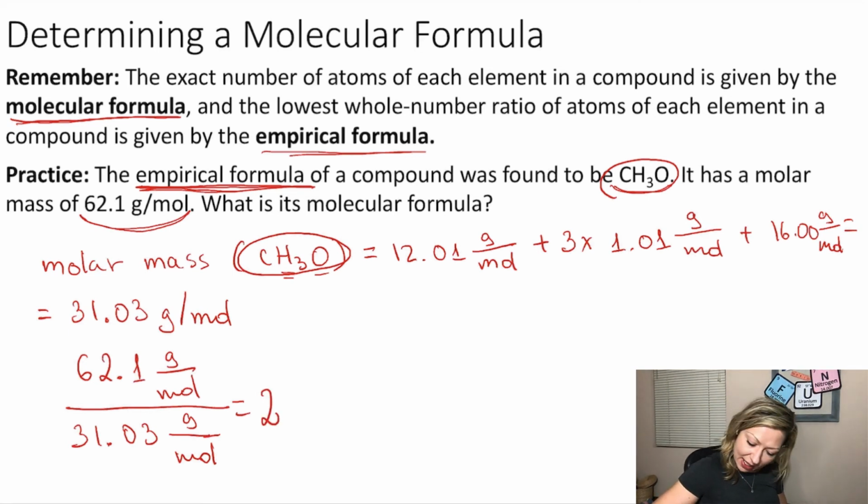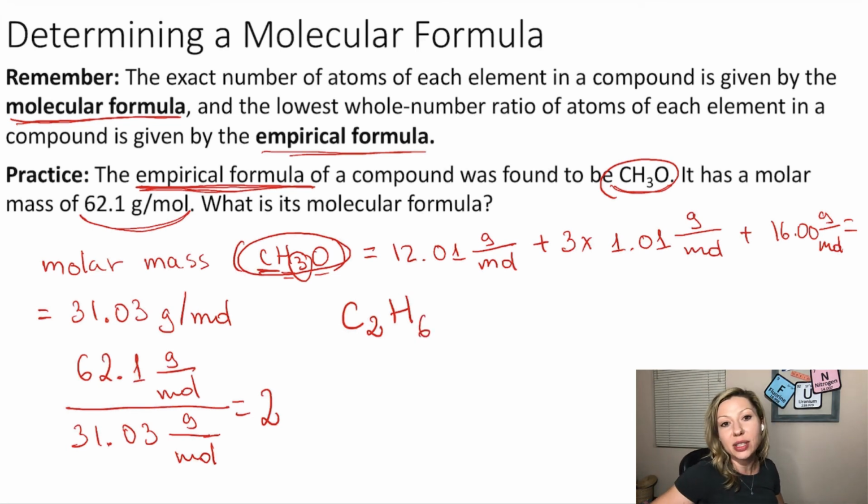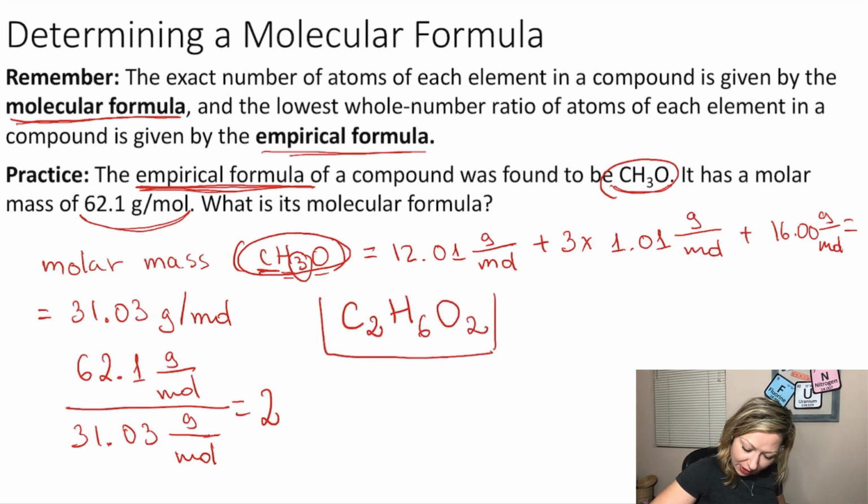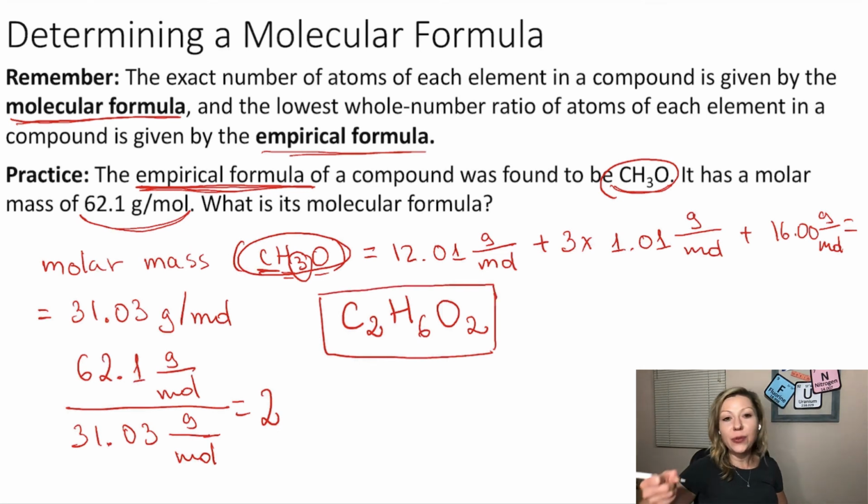This means that if I had in my empirical formula one carbon atom, in my molecular formula I'm going to get 2. If I have 3 hydrogen atoms in my empirical formula, I'm going to have 6, right? 3 times 2 is 6. And for oxygen, I'm going to have, again, 2. So it's pretty simple. If you know the empirical formula and the molar mass of the molecular formula, you can always figure out the molecular formula.